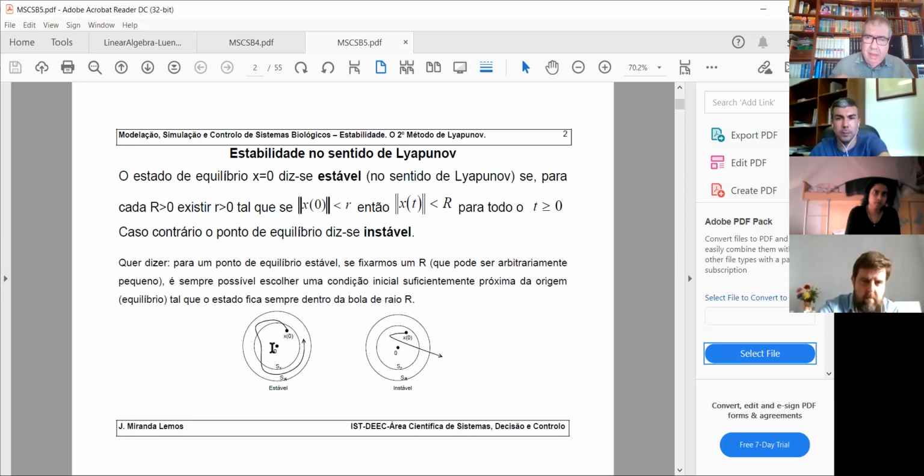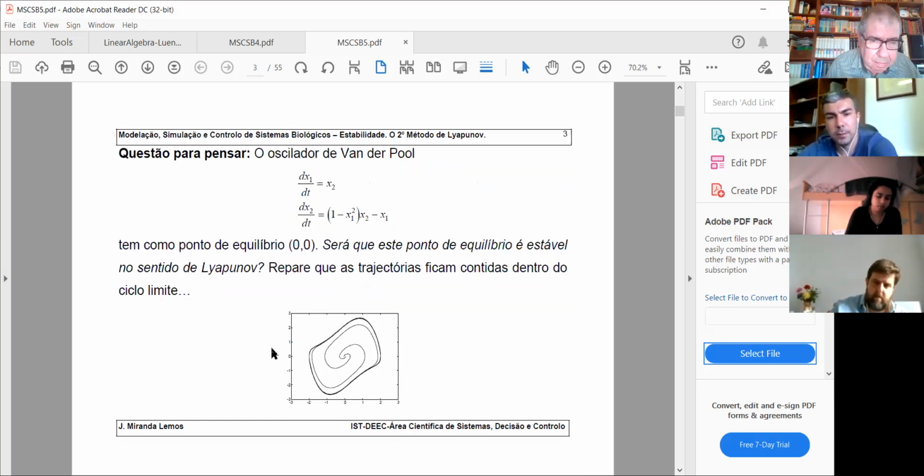Okay? José gives me a ball, okay? And he wants that the state stays there, inside there. And I should be able to find another ball, which is smaller, of possible initial conditions, such that for all possible initial conditions, I will stay within the ball that José specified. Now, the difficulty is that this is not just for one ball, it's for all balls, no matter how small they are.